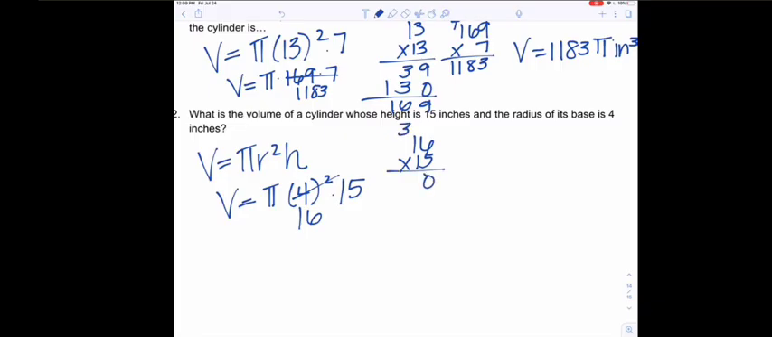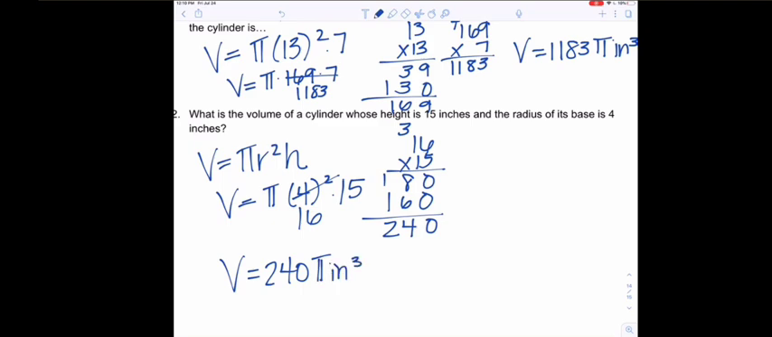5 times 6, 30, carry the 3. 5 times 1, 5 plus 3 is 8. Placeholder 0. 1 times 6 is 6. 1 times 1 is 1. 0. 8 plus 6 is 14. Carry 1. 240. So volume equals 240 pi. And that is inches cubed. Okay? All right. I think that's pretty straightforward.